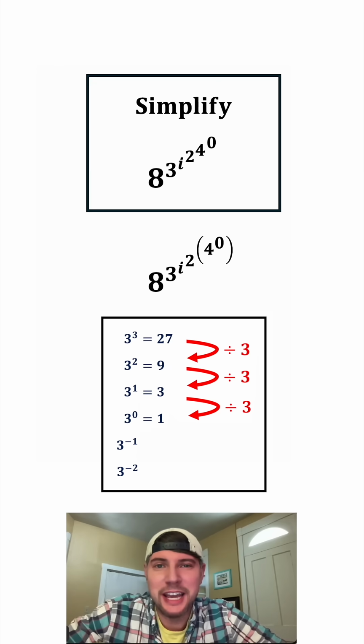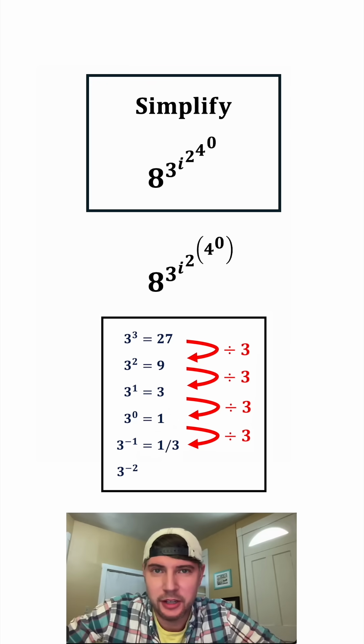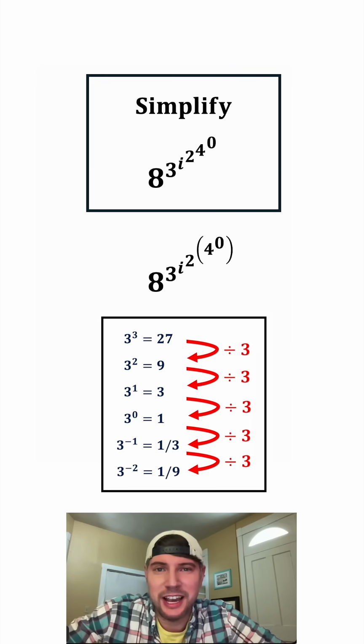And if you want to learn about negative exponents, we can go even further. 1 divided by 3 is 1/3. So 3 to the negative 1 is 1/3. We can divide by 3 again and we get 1/9. So 3 to the negative 2 is 1/9. So this isn't exactly a proof, but it's a pretty cool demonstration. And we could change the 4 to the 0 into a 1.